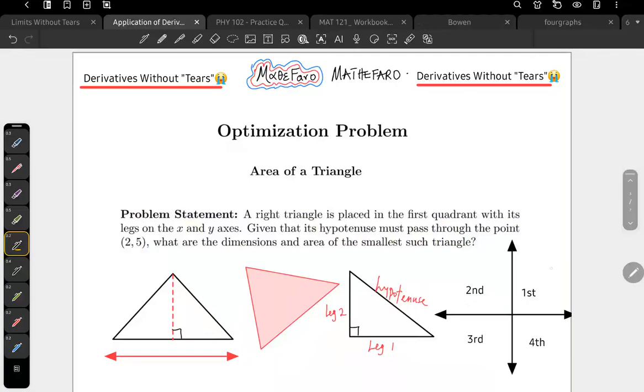We have the extrema problem, where you look for the largest or the smallest value of a function in a particular interval or on the entire domain of definition of the function. But in this other type of optimization problem, we are looking for the largest or smallest value of a function subject to some kind of constraint.